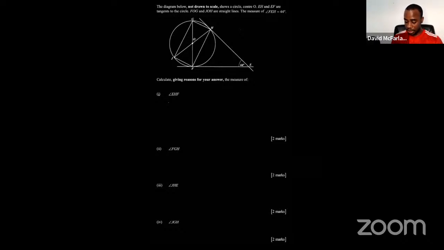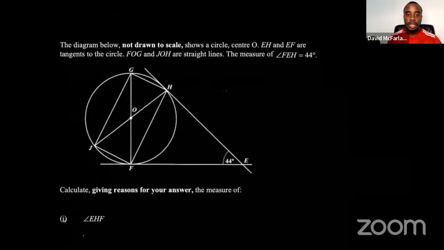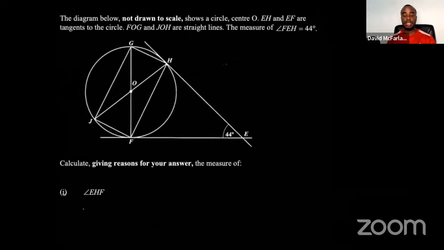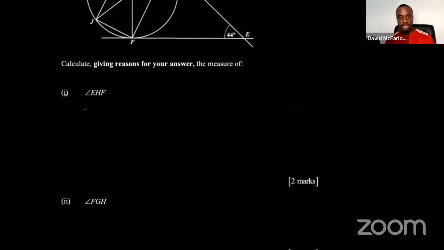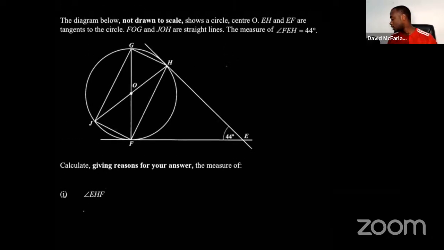And in this one... oh, sorry, no. What am I looking at? The diagram below, not drawn to scale, shows a circle with the center O. EH and EF are tangents to the circle. FOG and JOH are straight lines, and the measure of angle FEH is 44 degrees. And you want to calculate, giving reasons for your answer, the measure of angle EHF, well, starting with EHF. So we'll do the rest as we go.